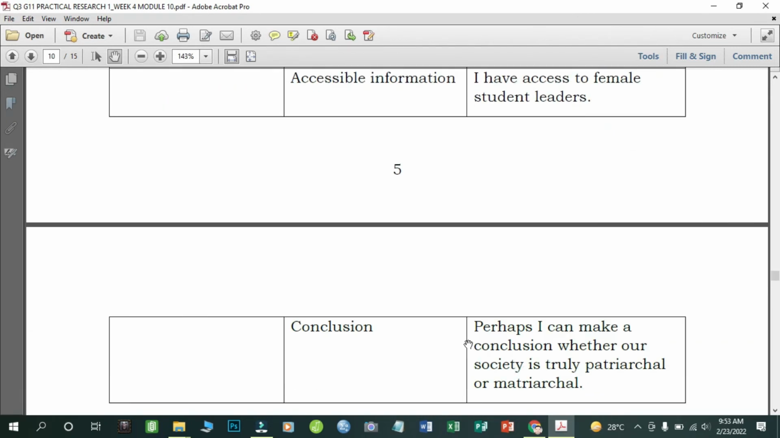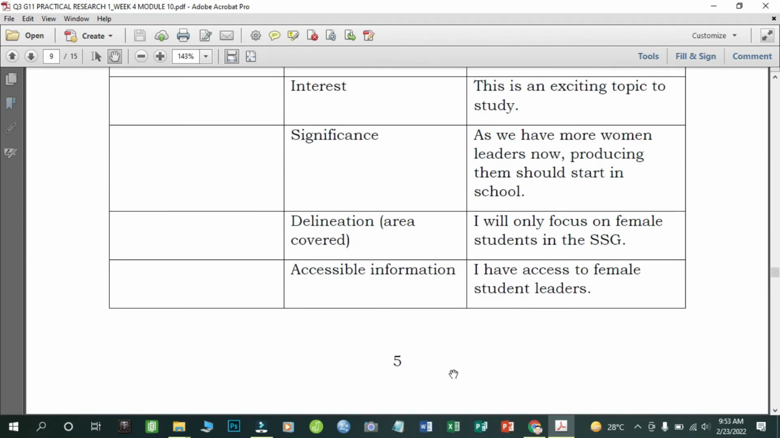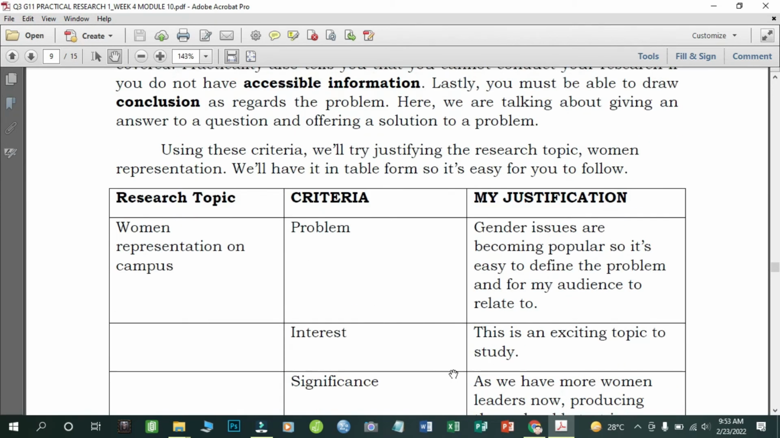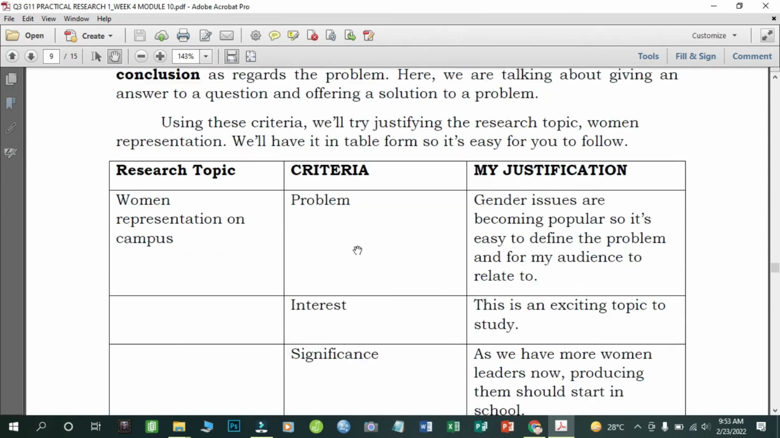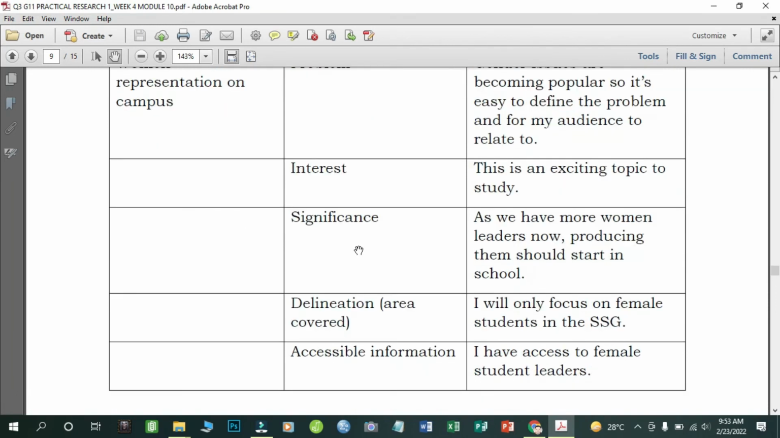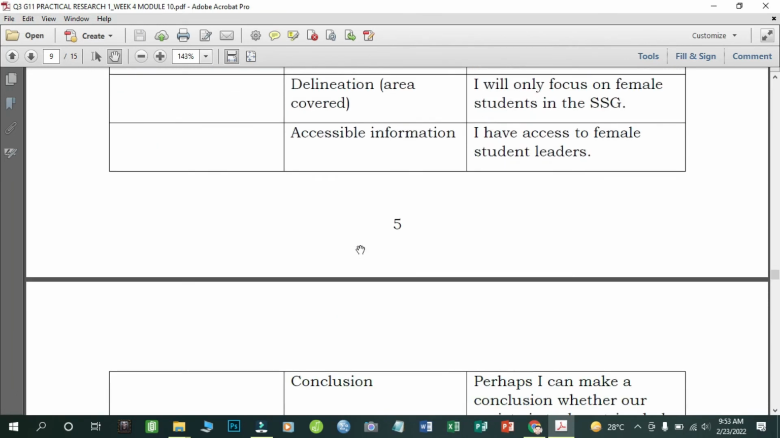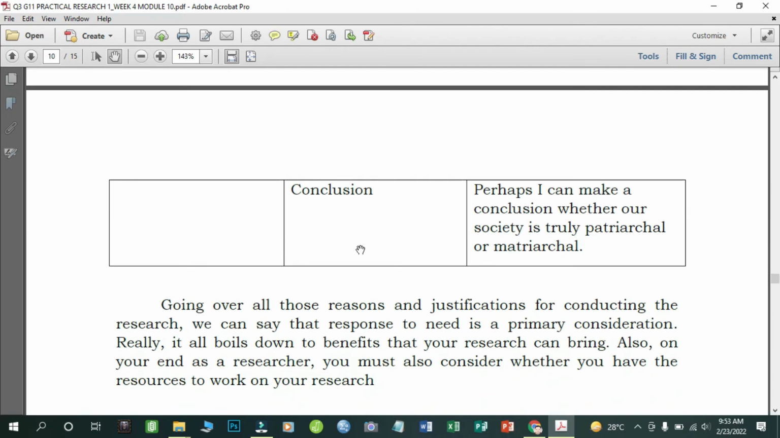Then conclusion: perhaps I can make a conclusion whether our society is truly patriarchal or matriarchal, okay, based on your readings. So this is the way we have our justification for our research, okay. Remember these criteria: problem, interest, significance, delineation, accessible information, and conclusion.